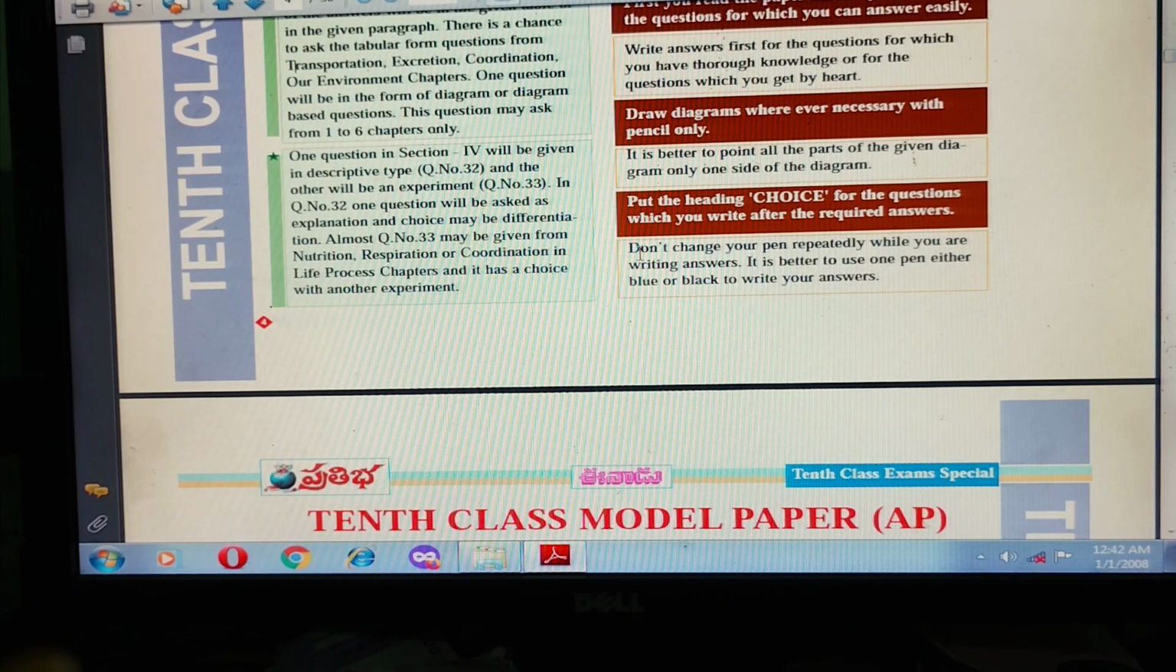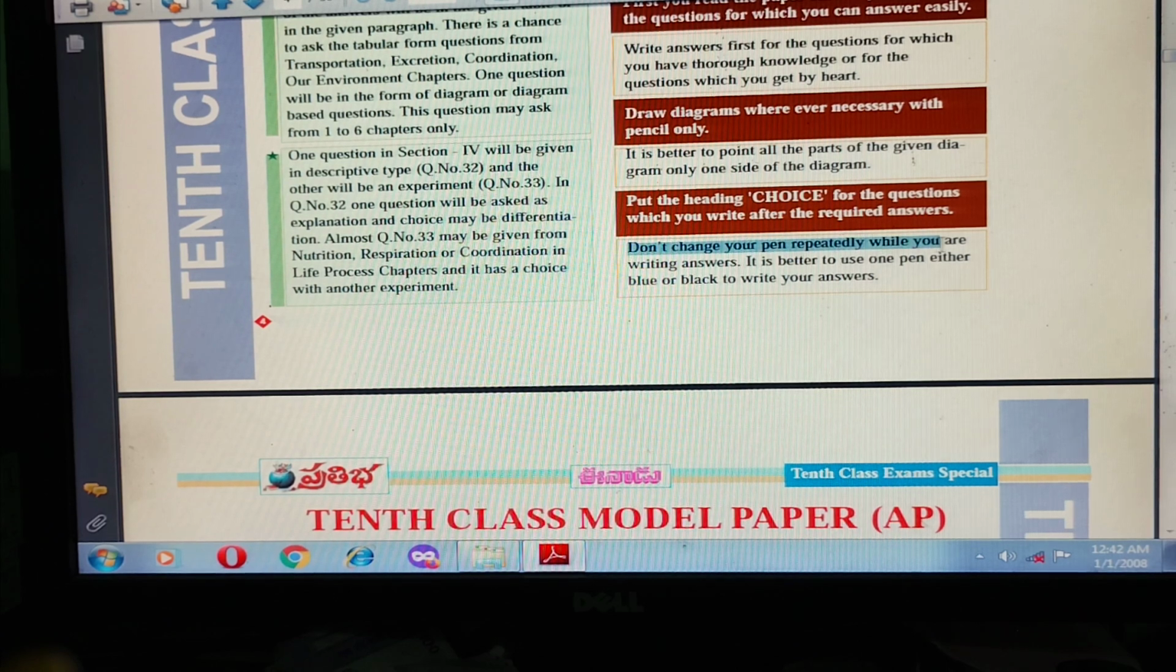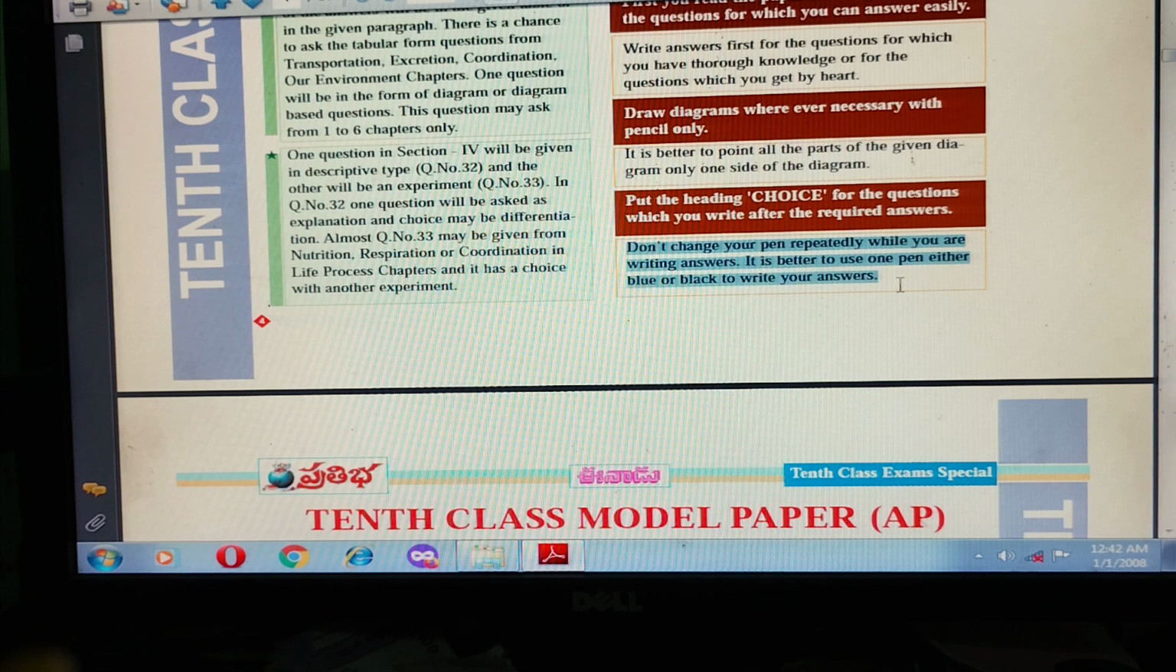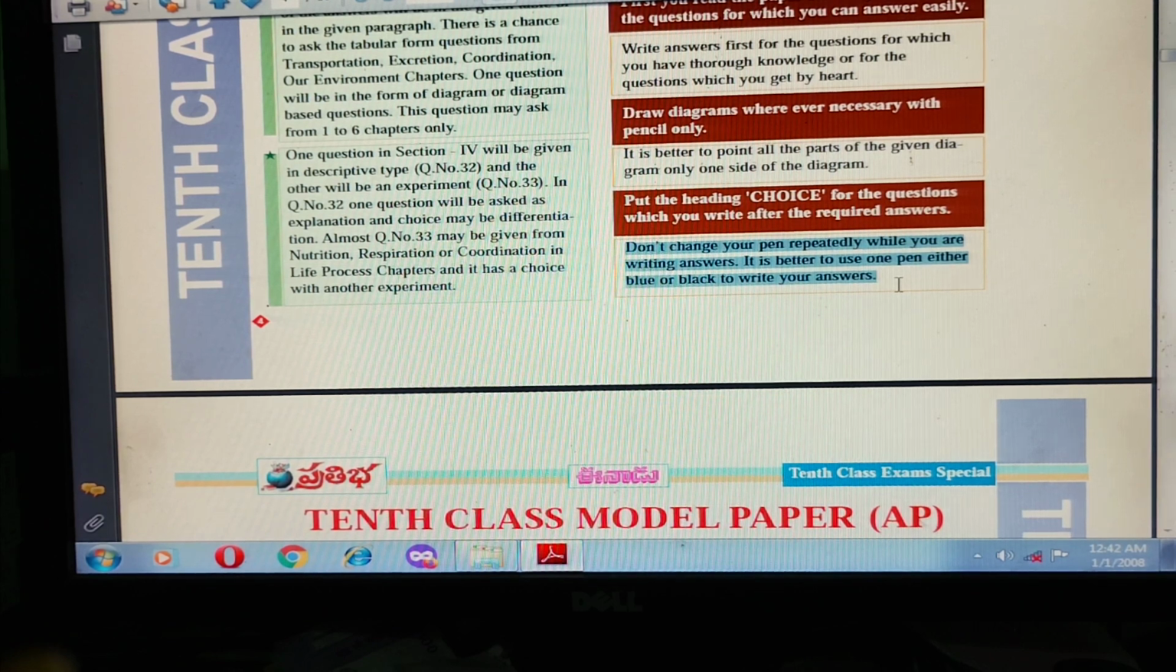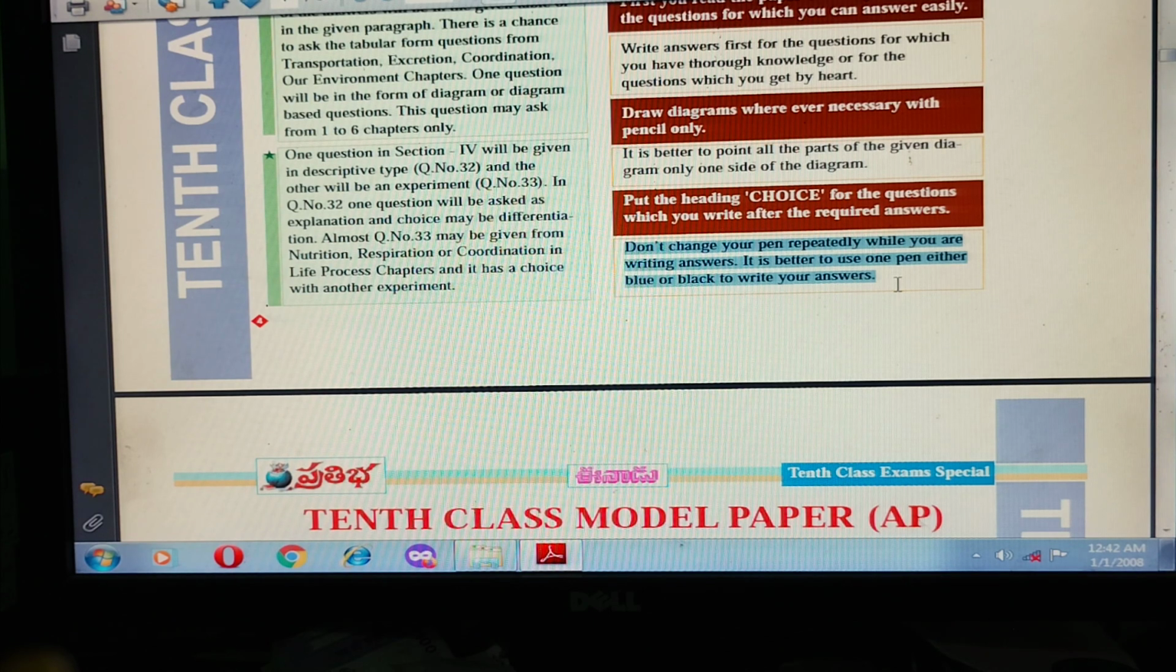Here I want to mention one important point. Don't change your pen repeatedly while you are writing answers. It is better to use one pen, either blue or black, to write your answers. One section with a blue colored pen, another section with a black colored pen, this is not good. So you have to use only blue or black. You can carry these 2 pens, but if you are writing completely with blue, you can use black for headings and for underlining purposes. If you are using a black pen, you should use the blue pen for underlining and for headings. So in that way you should maintain your answer script, the other color pen only for underlining purposes, otherwise only blue and black.